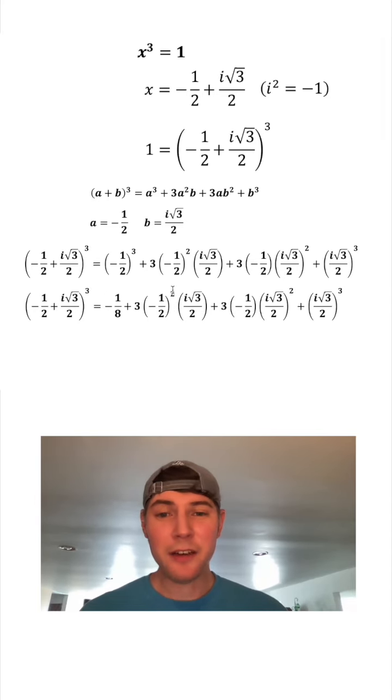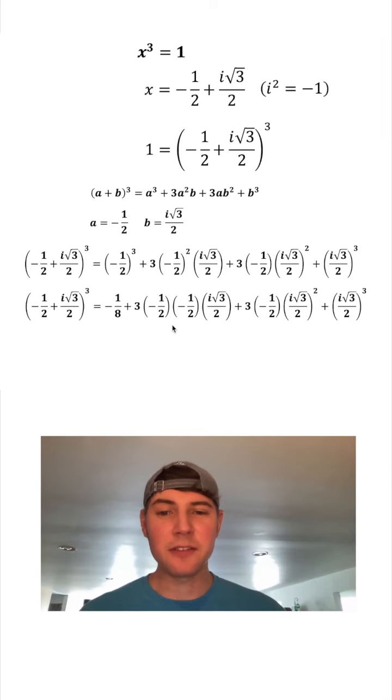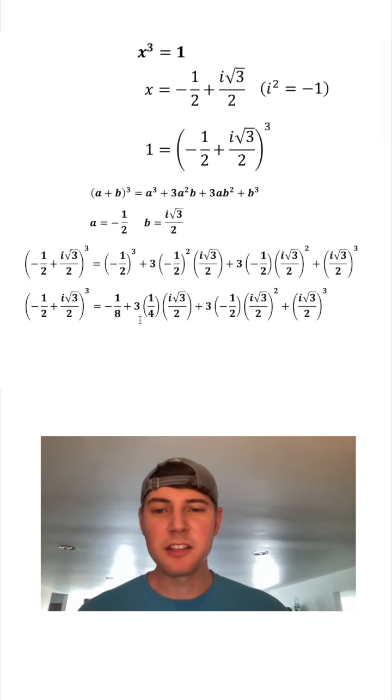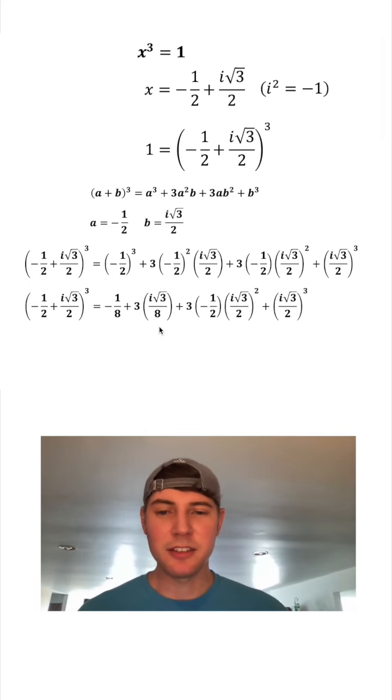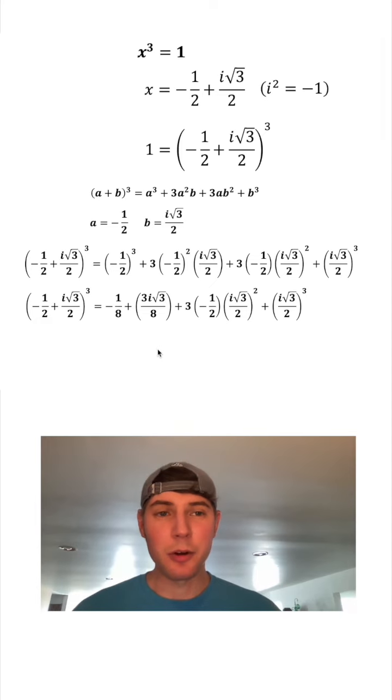Now negative 1/2 squared is the same thing as negative 1/2 times negative 1/2. And then a negative times a negative is a positive, and 1/2 times 1/2 is 1/4. And then when I multiply these, we just do 4 times 2 to get 8. And then this 3 can be brought up to the top. Now our second term is done.